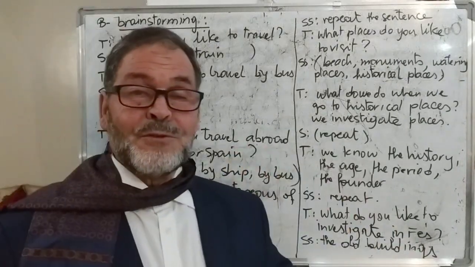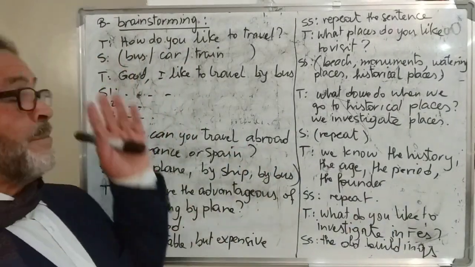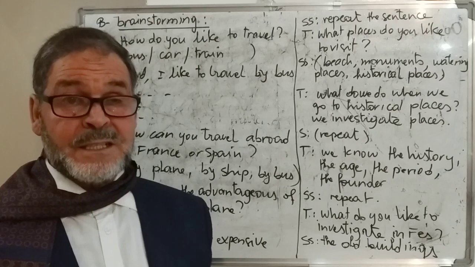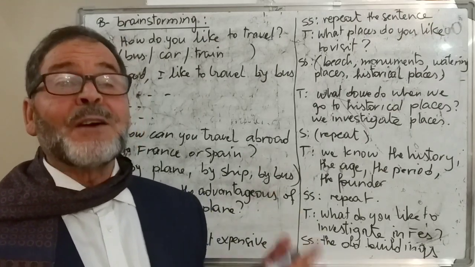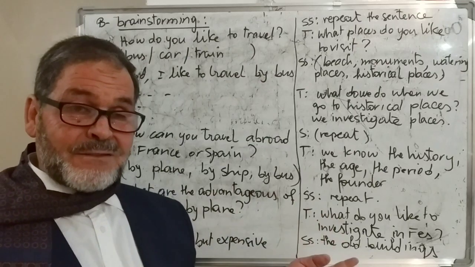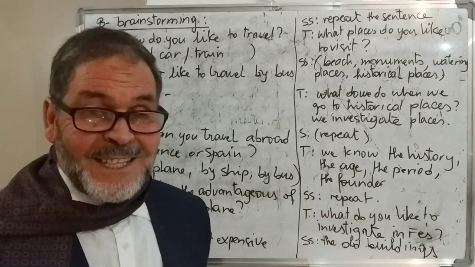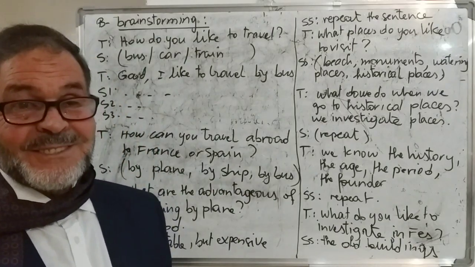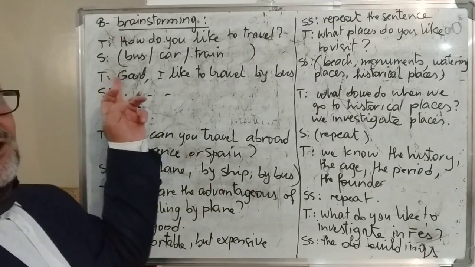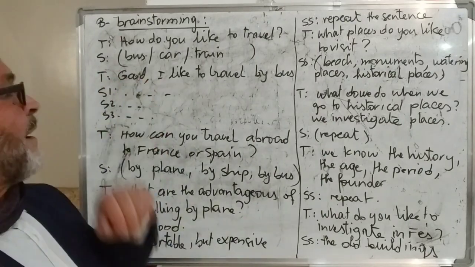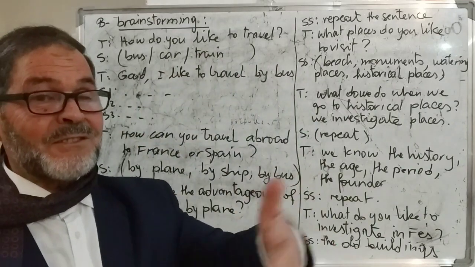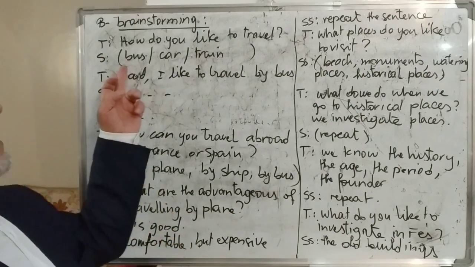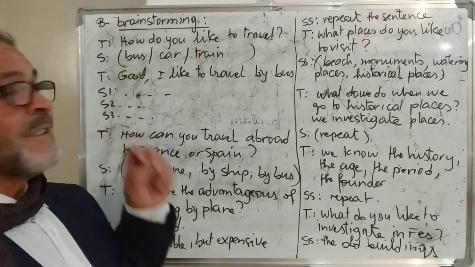Now let's move to the second stage, the B, brainstorming. Brainstorming is the discussion that we have with students to check what they know about the topic. So through questions and answers, we are going to investigate what they know. So, teacher: How do you like to travel? So this is the topic. Students are going to give maybe one word: bus, car, train. So we give the opportunity to students to give their vocabulary words, even if they give just one word. So I suppose to get bus, car, train.